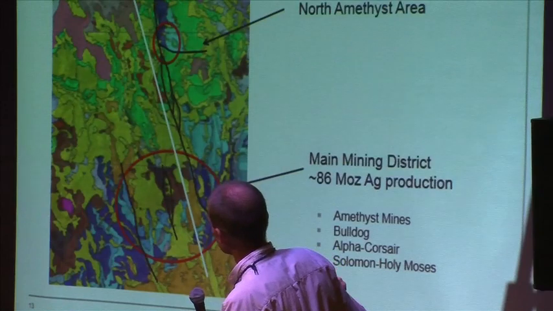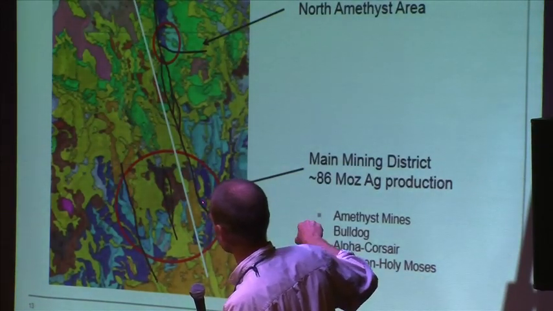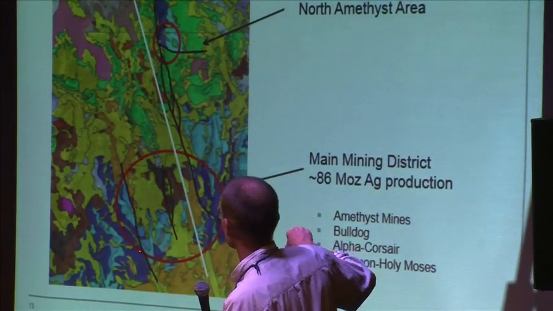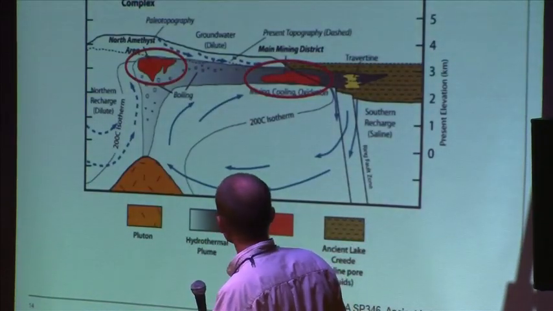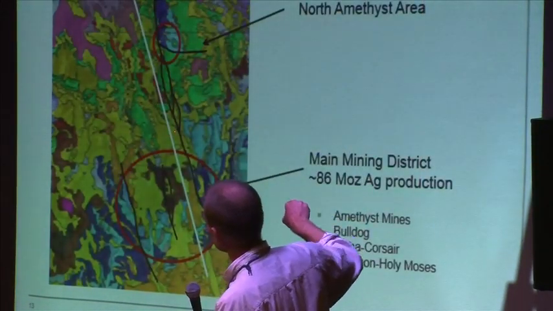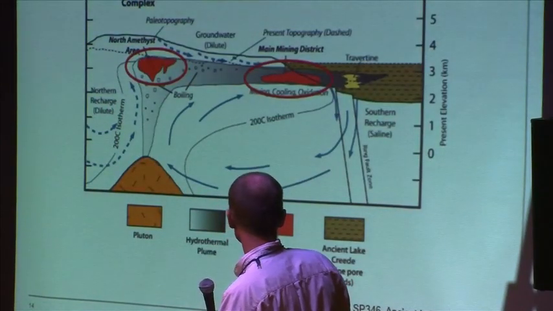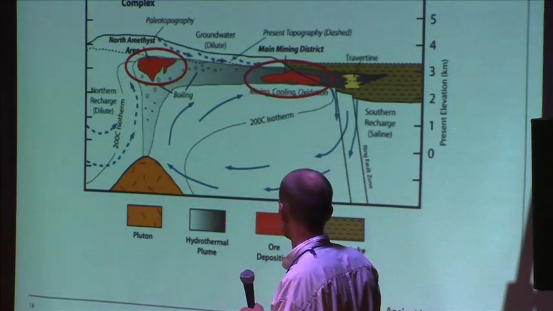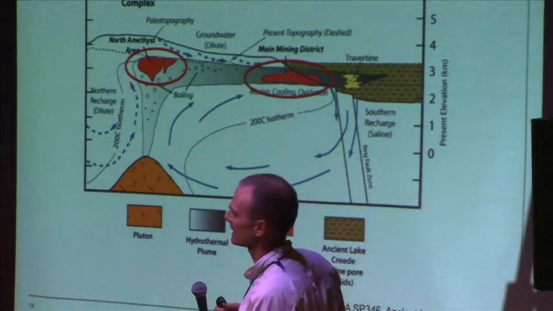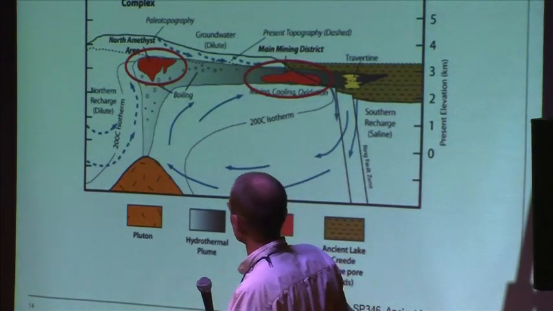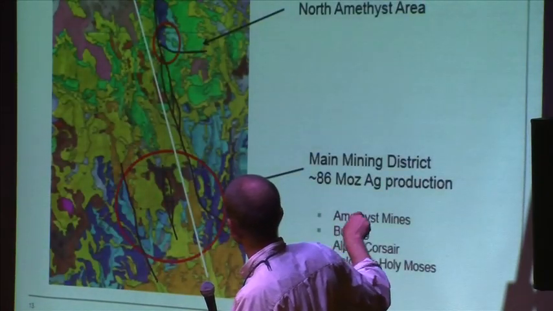We'll focus on this area right here, near the town of Creed and the Alpha Corsair veins, Bulldog vein, and Amethyst veins here in this structurally prepped area. 86 million ounces of production right here. If we take this long section right here and we look from the west to the east, this is a schematic model done by previous workers published in the GSA Ancient Lake Creed book. We modified it a little bit, made the colors a little different, added some of our knowledge and experience. Credit goes to them. But this is the main mining district here in cross-section.